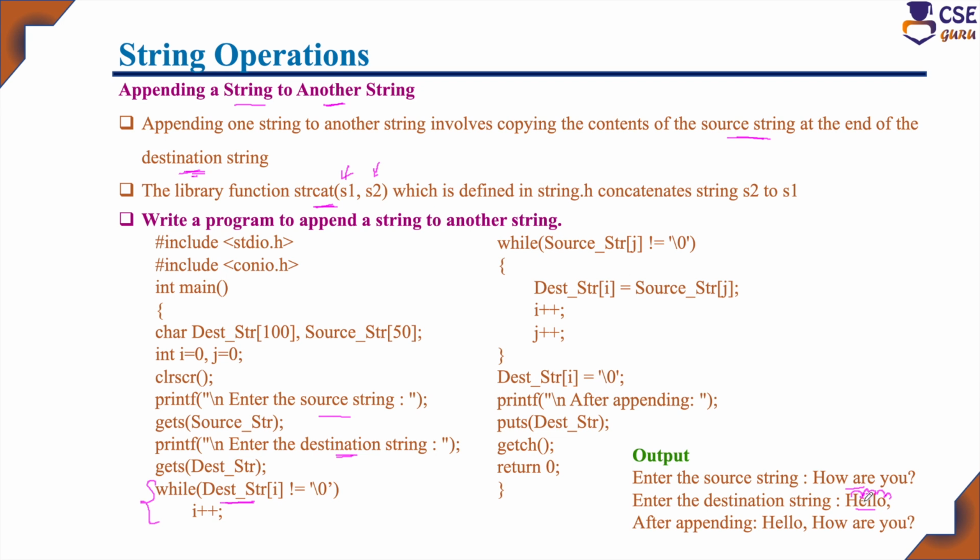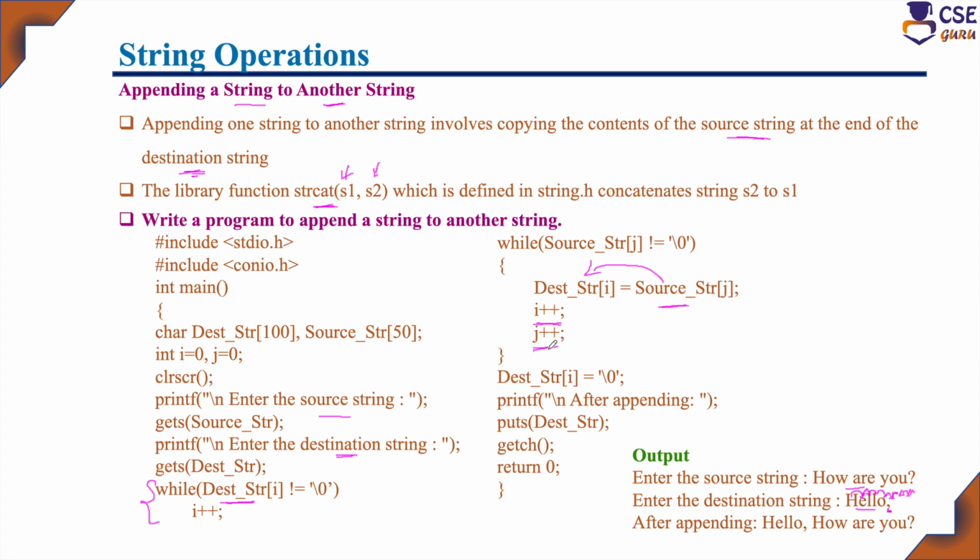Next step. At the end of this destination string, you need to append the source string. So, the source string is copied to the destination string. Once you reach the end of the destination string, the cursor will point here. The source string will be appended character by character here. That is the meaning. Append the source string at the end of the destination string.